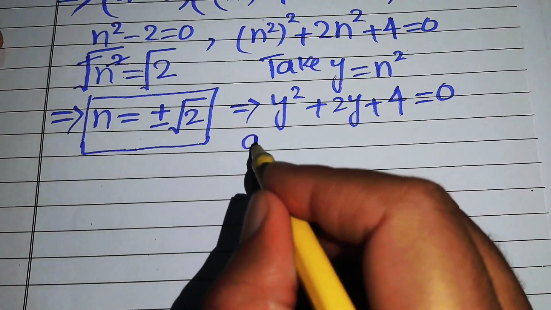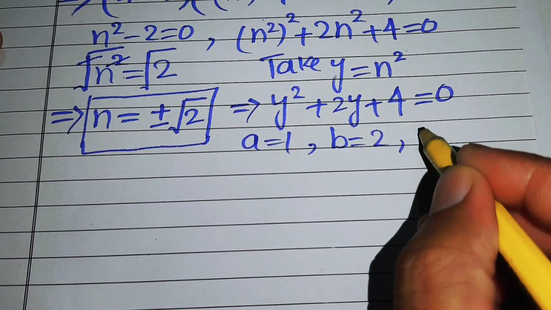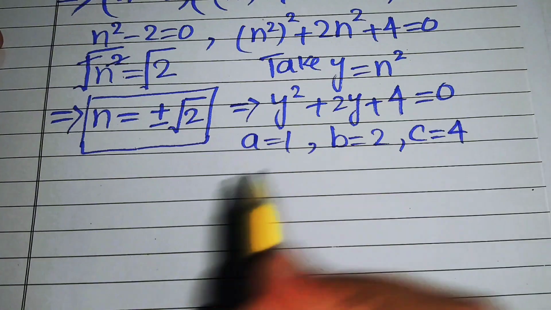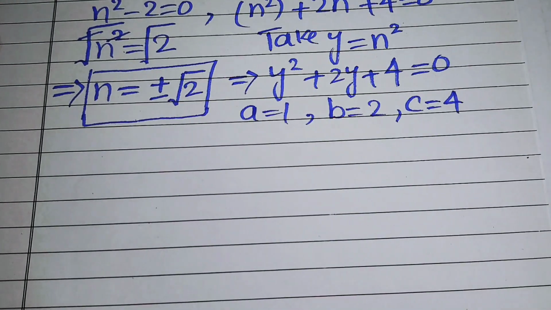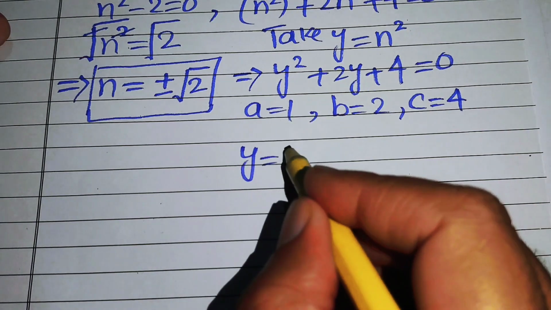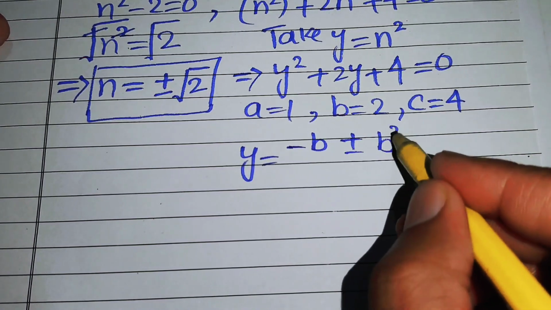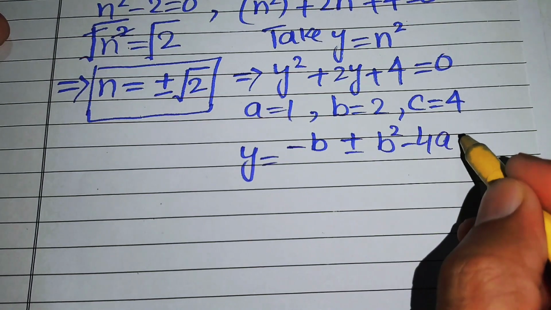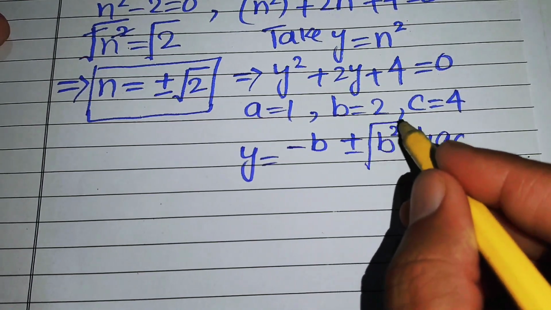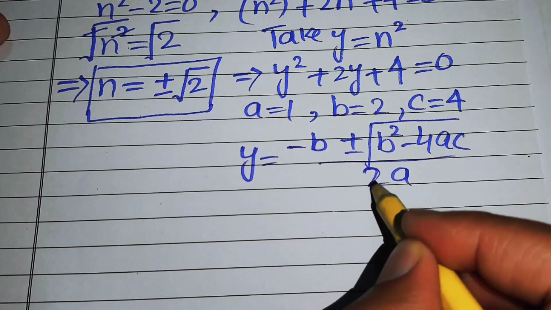Here we have a equals 1, b equals 2, and c equals 4. And now our nice quadratic formula will be y equals minus b plus minus the square root of b squared minus 4 times ac, over 2 times a.